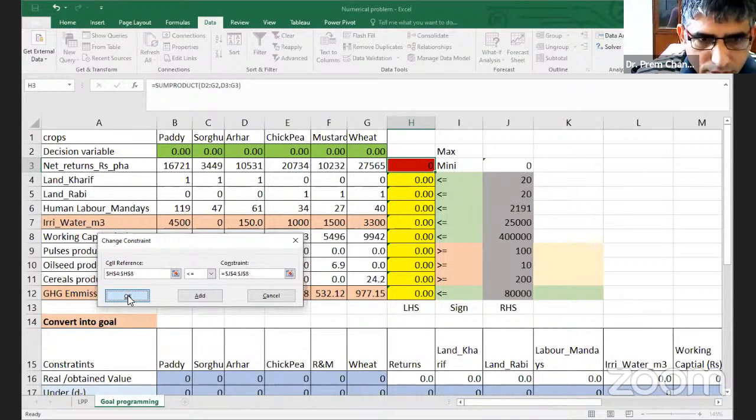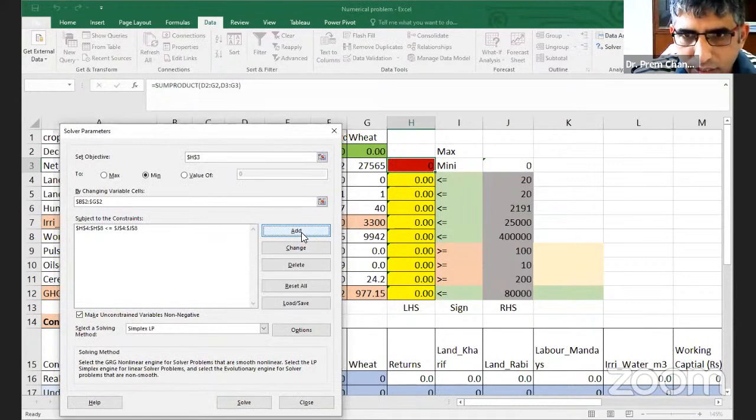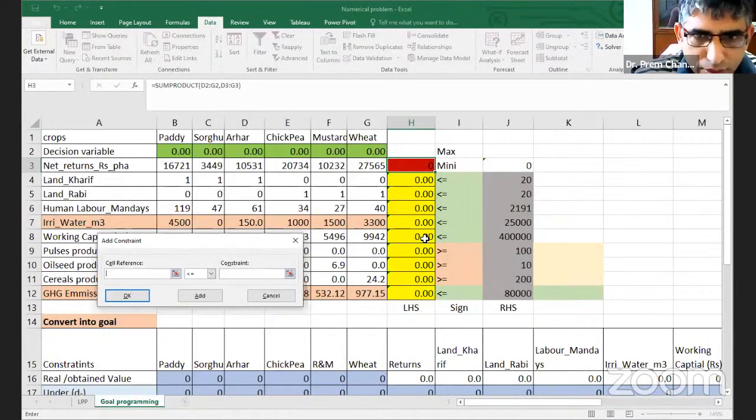Okay, I have added one constraint. Then we'll add the minimum area or minimum production constraint. That is, the production of pulses, oilseed and cereal should be more than my desired targets, my limits.